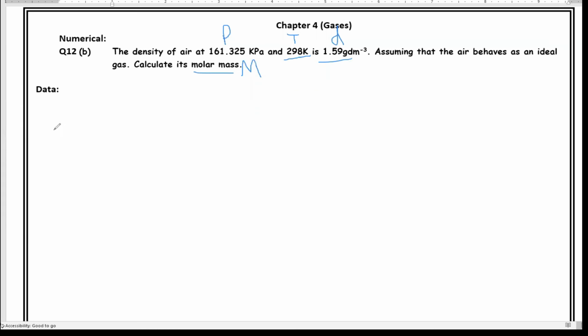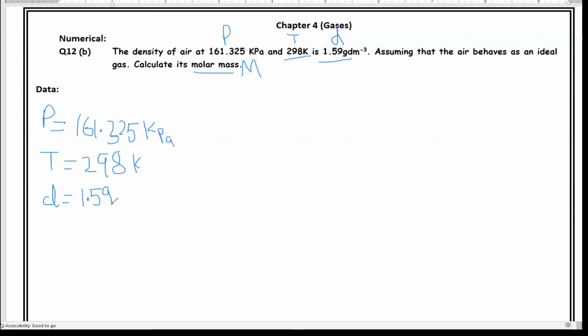First one, in the given data, the pressure is given to you. Pressure is, that's equal to 161.325 kilopascals. You are given the temperature, that's equal to 298 kelvins. Then you are given the density of an ideal gas, that's equal to 1.59 grams per dm cube. It is given as well. And you have to find the molar mass of gas.